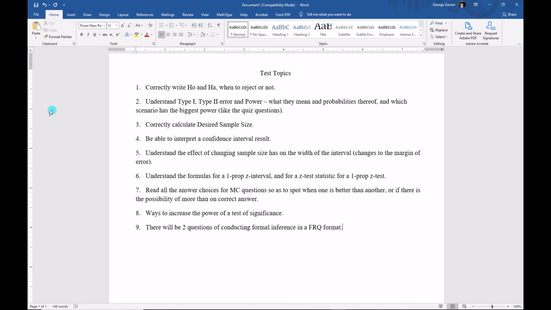Probabilities, that would be more of a relationship. For example, type 2 error and power, those 2 probabilities are complements. So as one goes up, the other directly goes down, and they both add up to 1, that sort of thing. And then which scenario has the biggest power? Kind of like the last 2 questions on the second quiz.